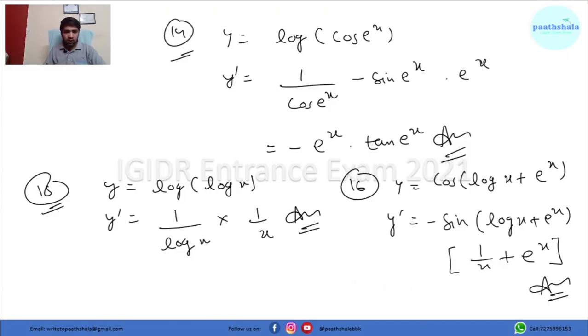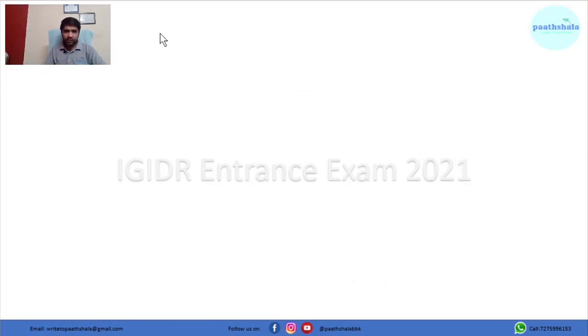Okay, now let's move to another example, example number 17, and it is y equals x to the power sin x. These kinds of questions are very important because they have already come in the IGIDR and also in the sample set. So in this type of question, we'll have to take log on both sides.